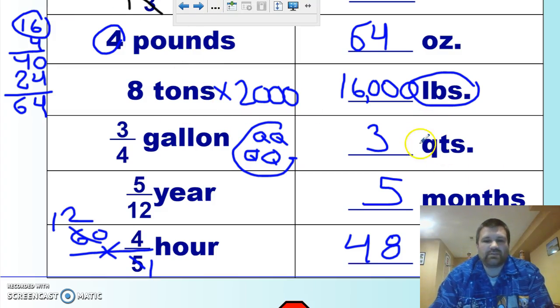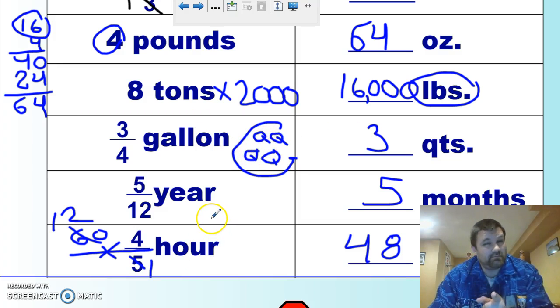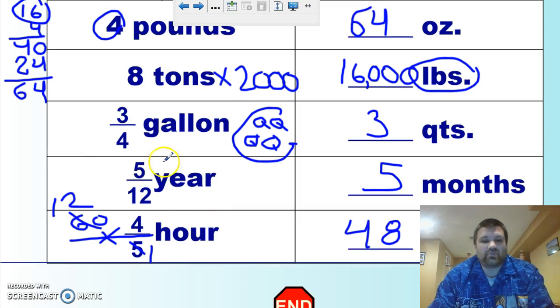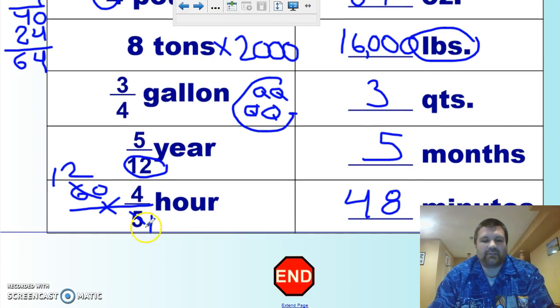So there are 3 quarts in 3/4 of a gallon. How many in 1/4? 5/12 of a year in months. So how many months are in a year? Well, it gives it to us right here. You better not have gotten that one wrong. It's 5.